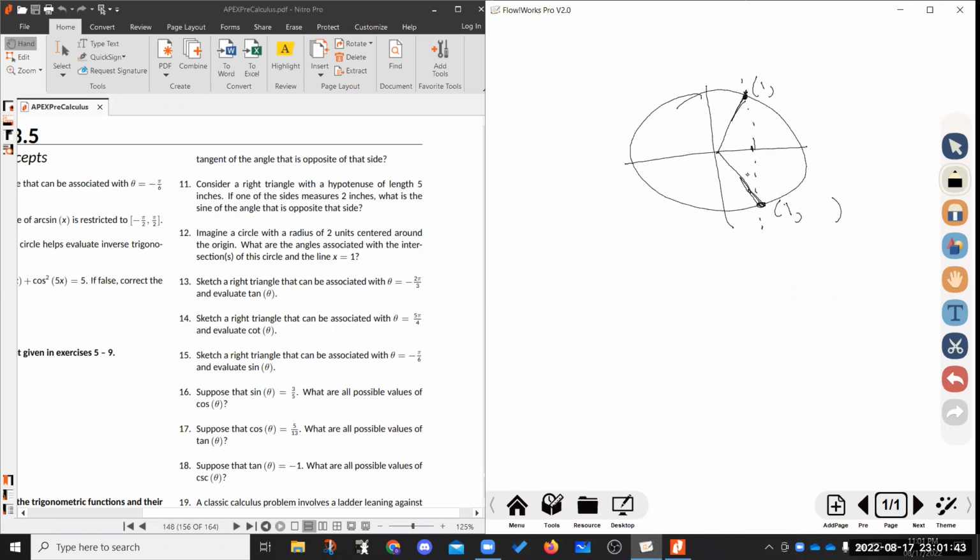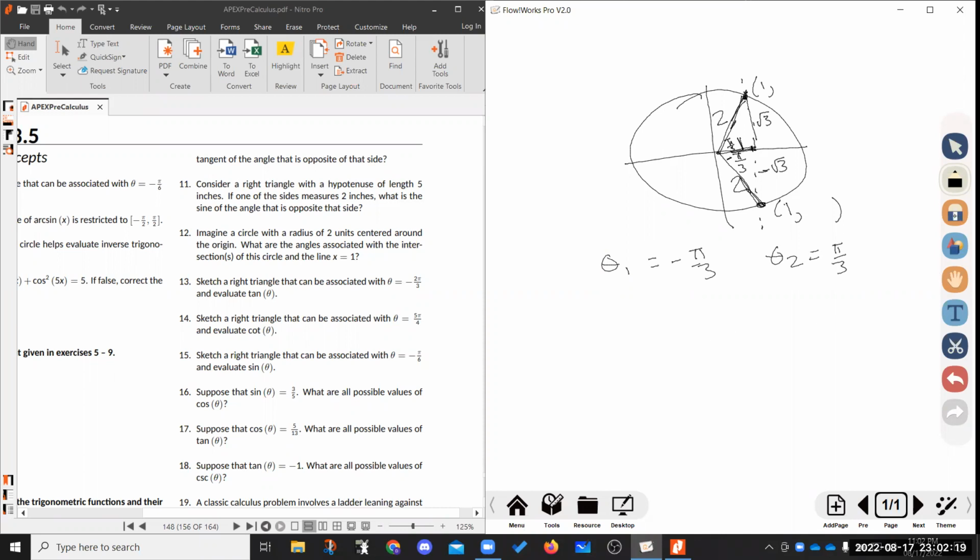So this is 2, and this is 2, and this is 1. So this is going to be √3, and this is going to be -√3, because these are special right triangles that I recognize. This is going to be pi/3, and this is going to be -pi/3. So my angle 1 is going to be -pi/3, and my angle 2 is going to be pi/3.